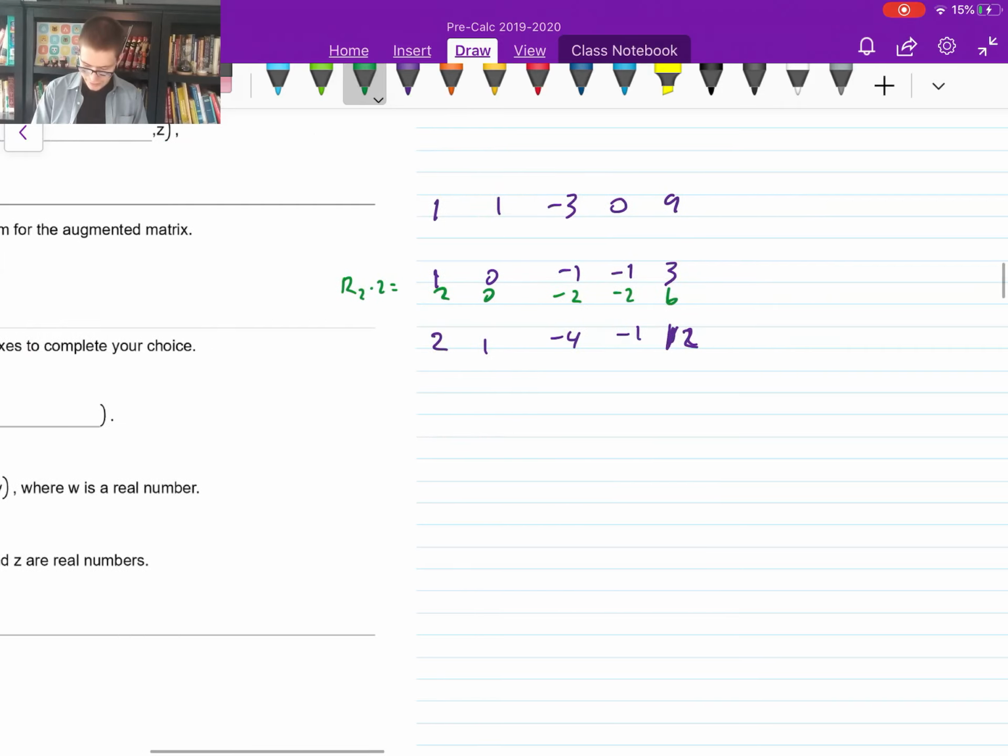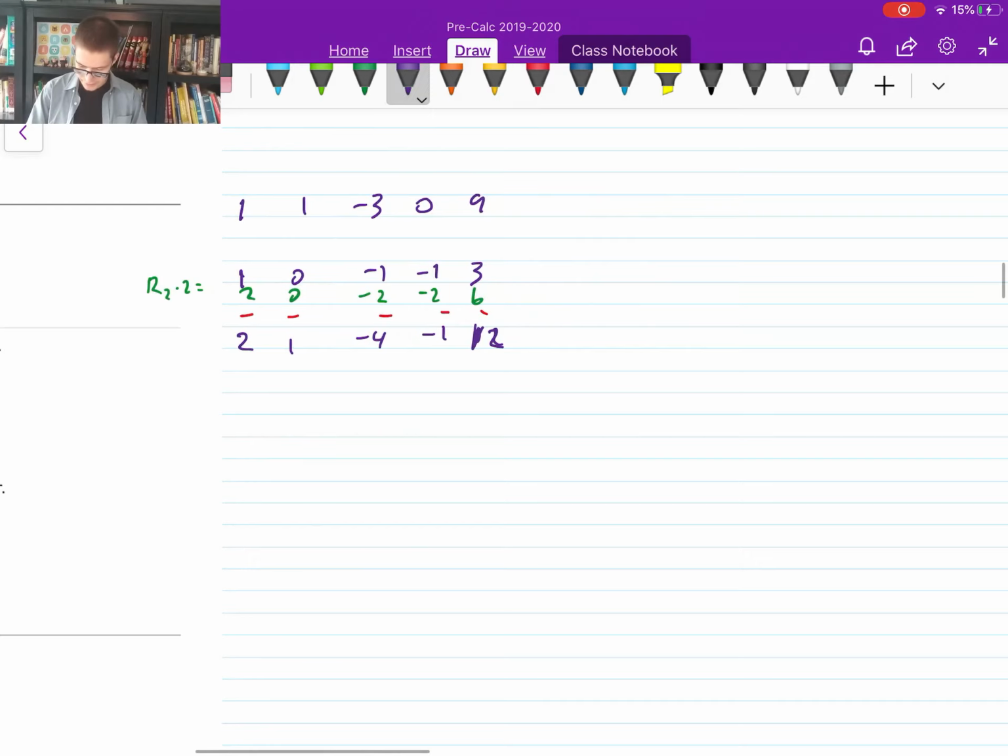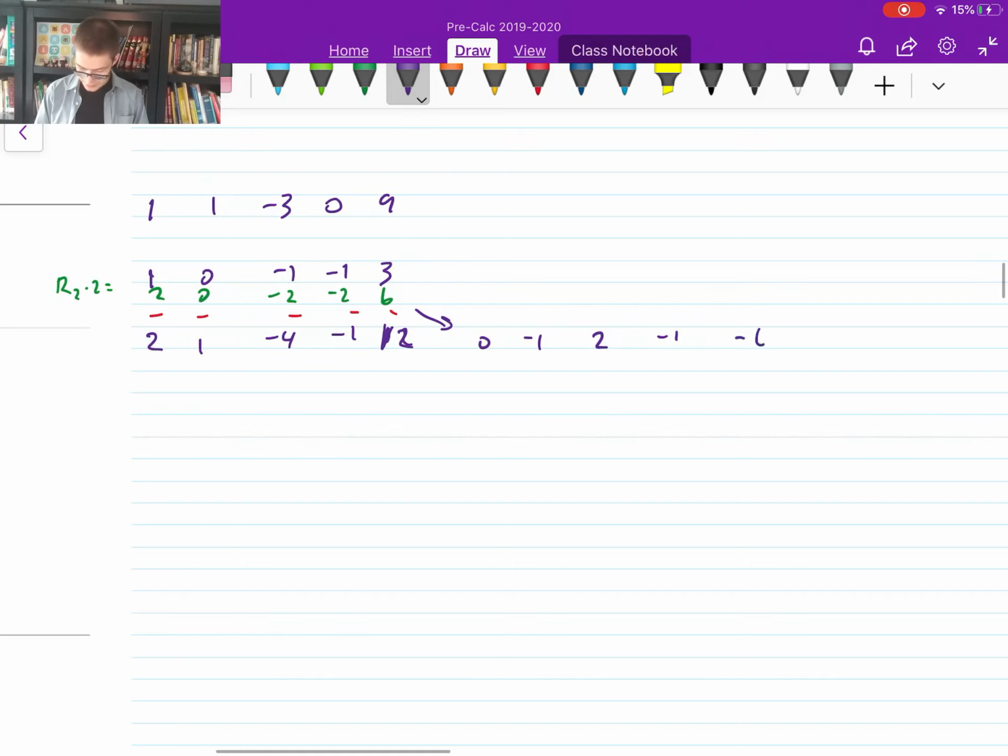We'll subtract those and put that at the bottom. So that gives us 0, negative 1, negative 2... negative 2 plus 4 is 2, and then negative 2 plus 1 is negative 1. 6 minus 12 is negative 6.